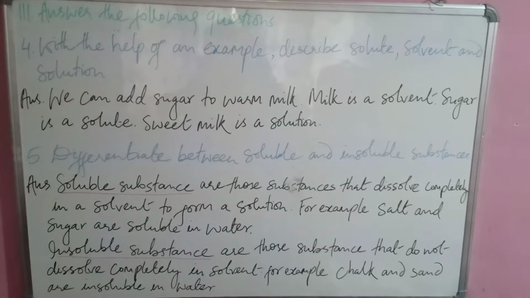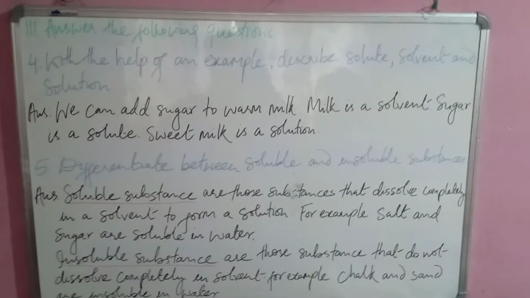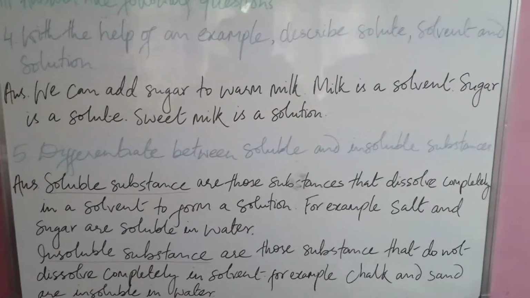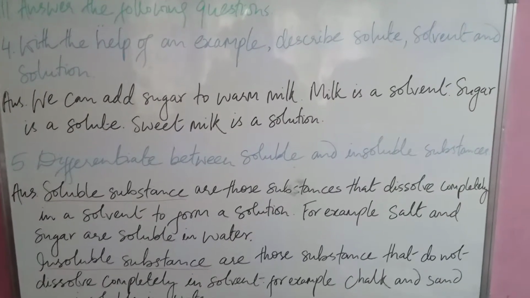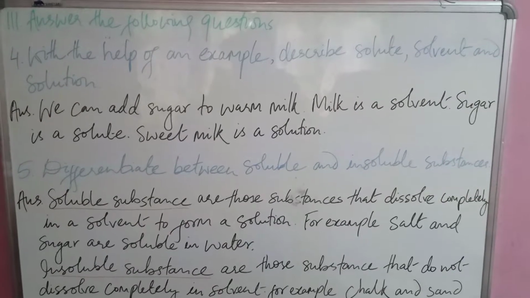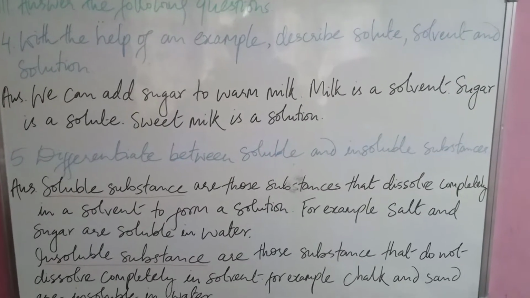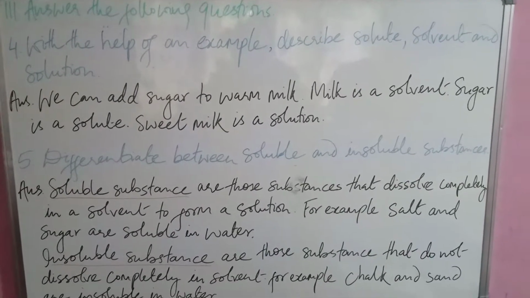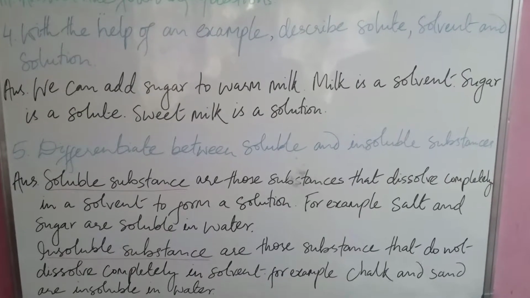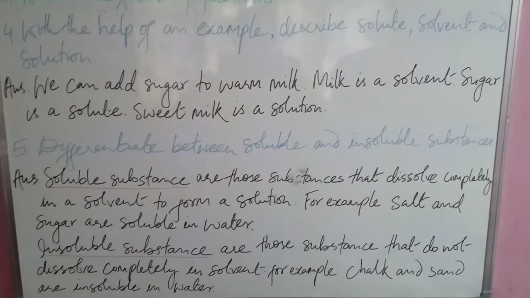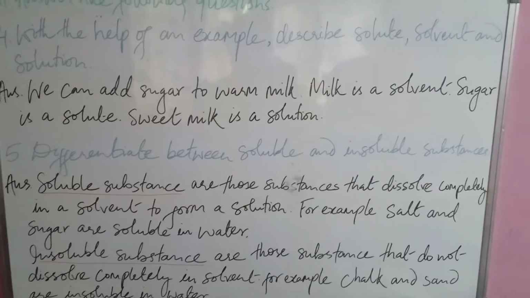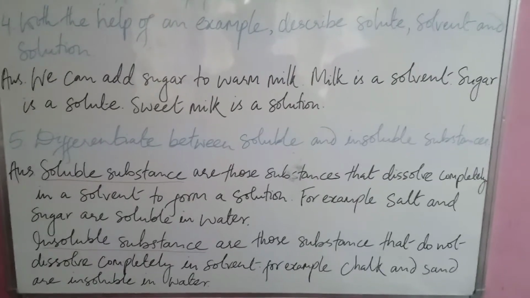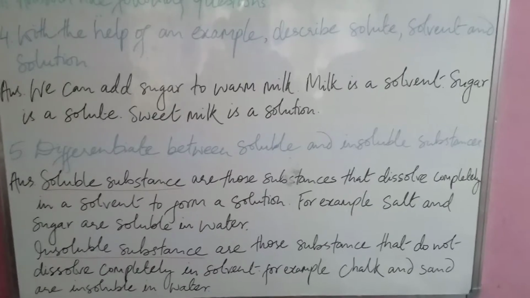And then question 5, differentiate between soluble and insoluble substances. Soluble substances are those substances that dissolve completely in the solvent to form a solution. For example, salt and sugar are soluble in water. And then insoluble substances are those substances that do not dissolve completely in a solvent. For example, chalk and sand are insoluble in water.